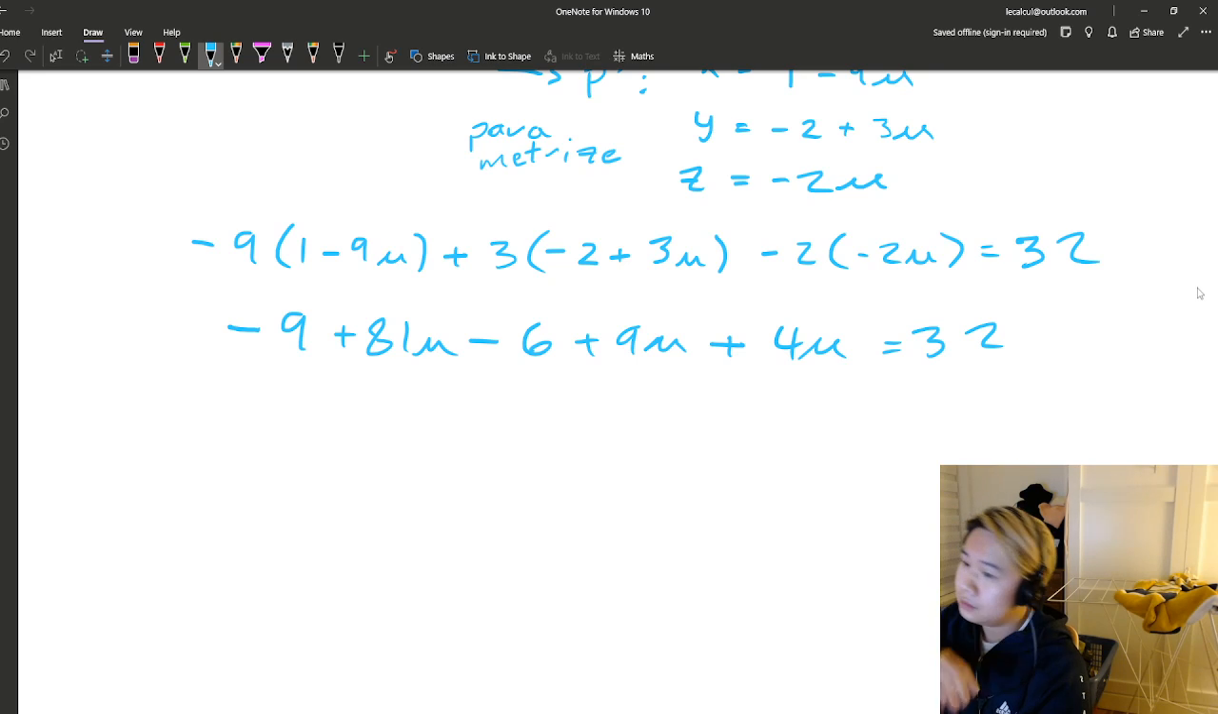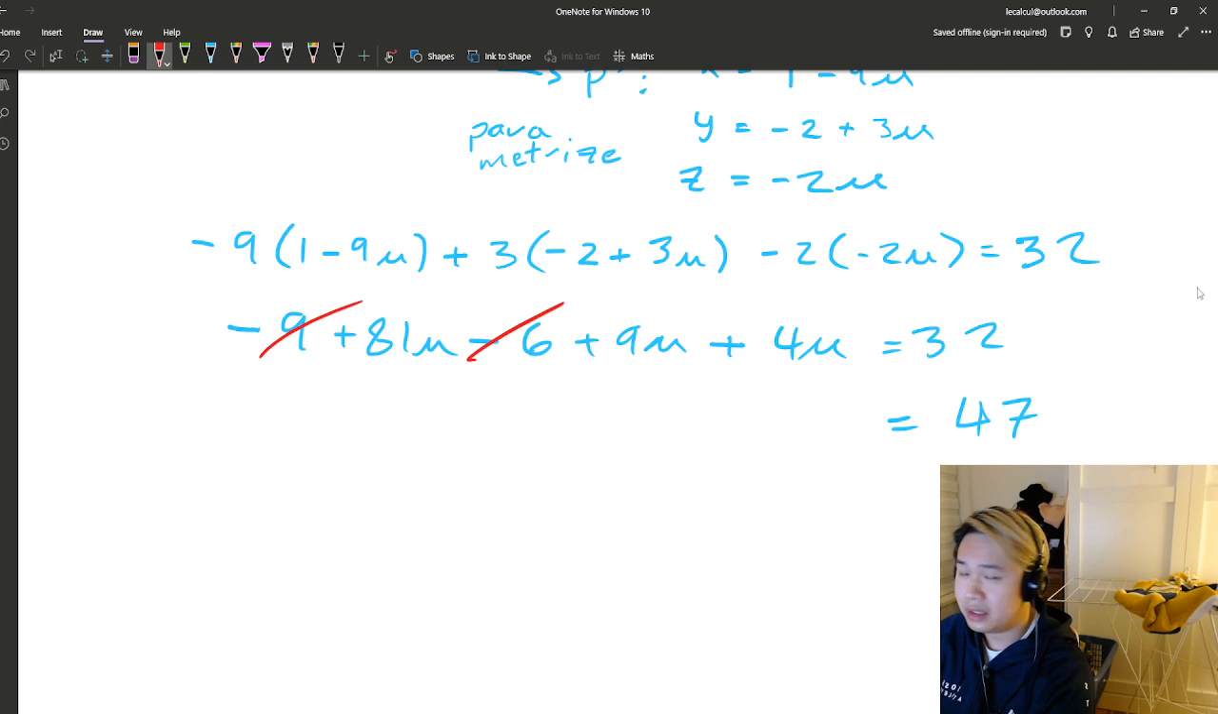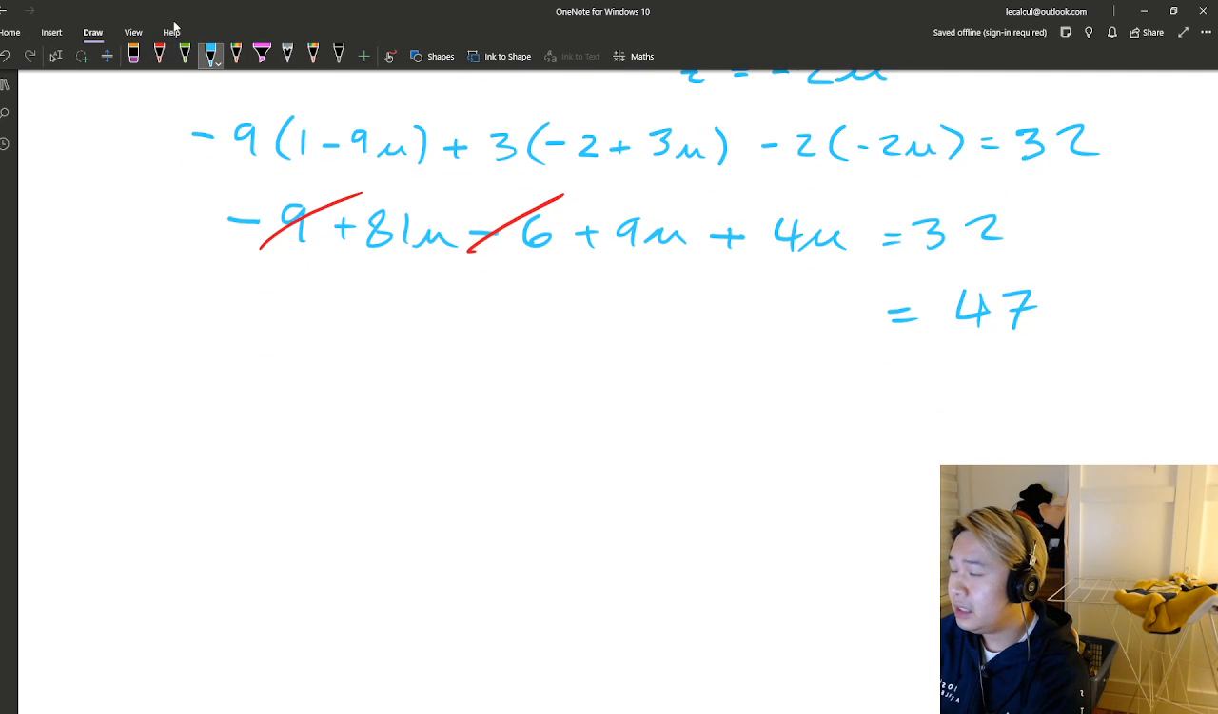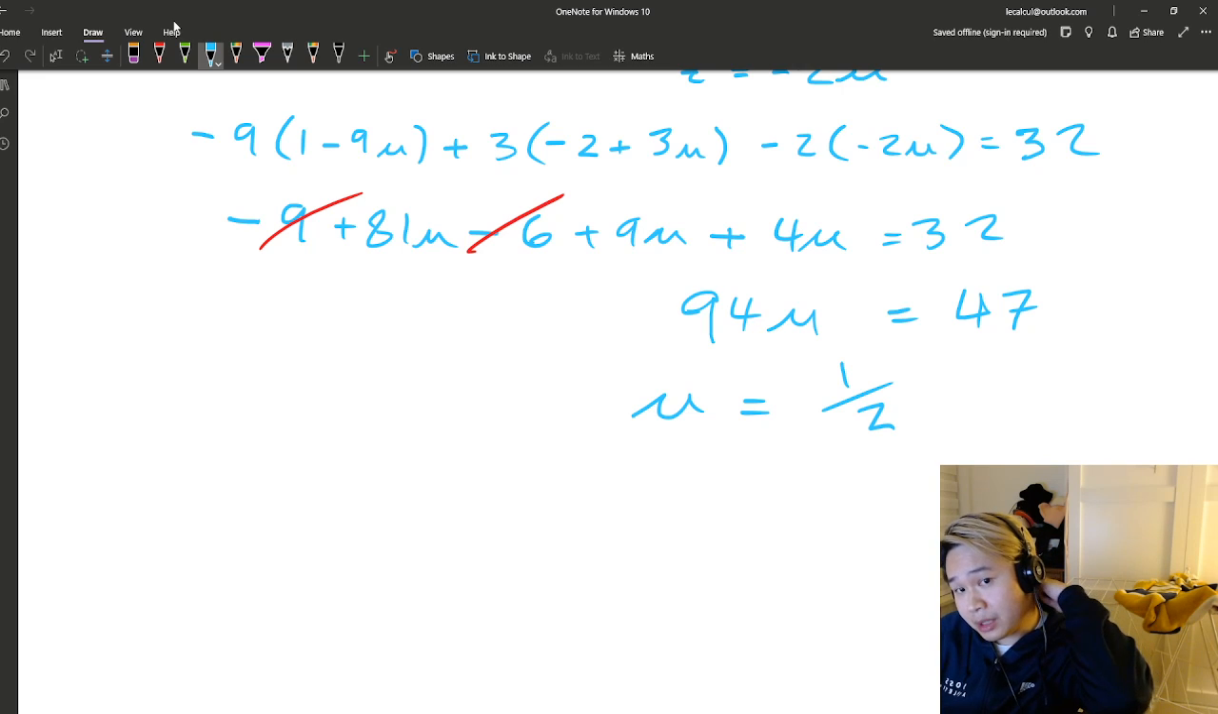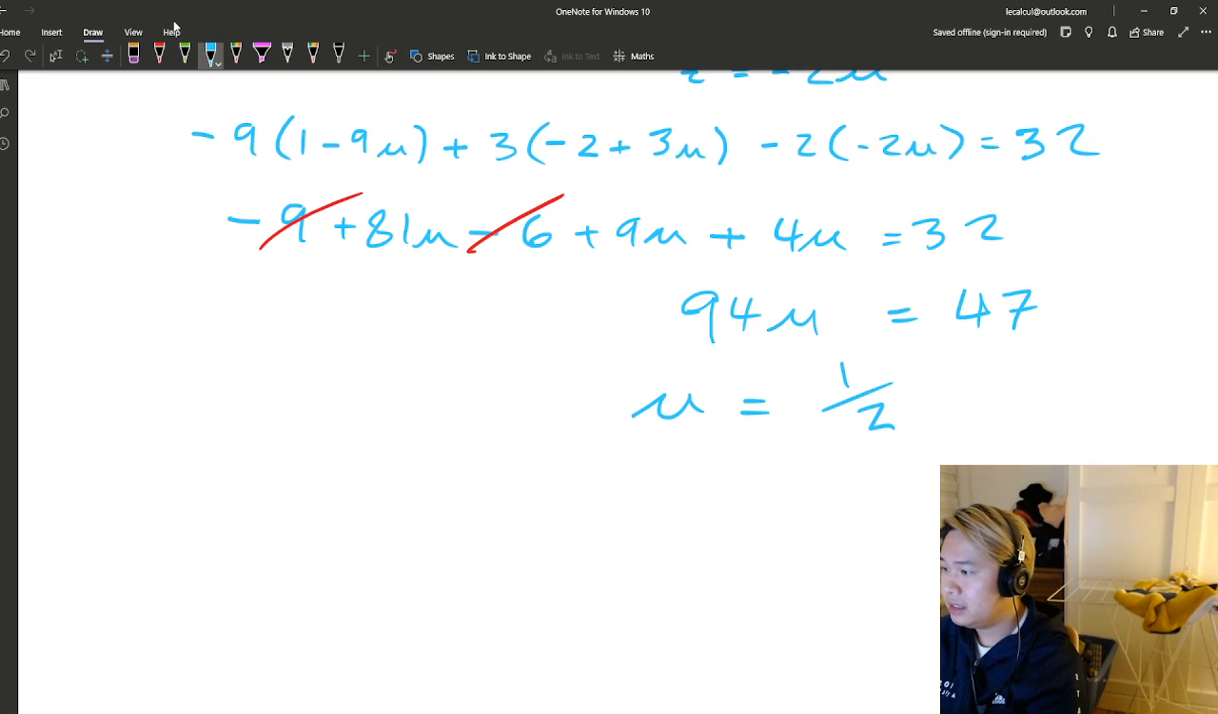Okay, 32 plus 6 is 38. 38 plus 9 is 47. So, sorry, adding 9 and 6 to the other side. Okay, and then I collect my mu's together. 81 plus 9 is 90. 90 plus 4 is 94. Which means that mu is going to be, I think this is 1/2, right? 47 divided by 94 is 1/2. Nice.